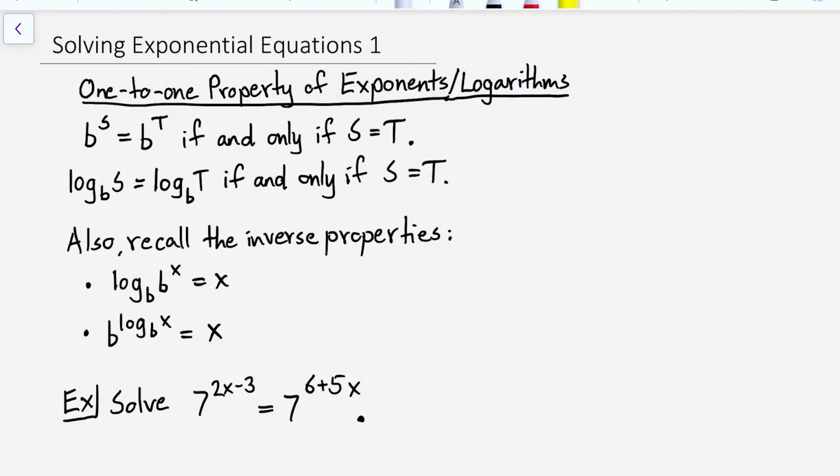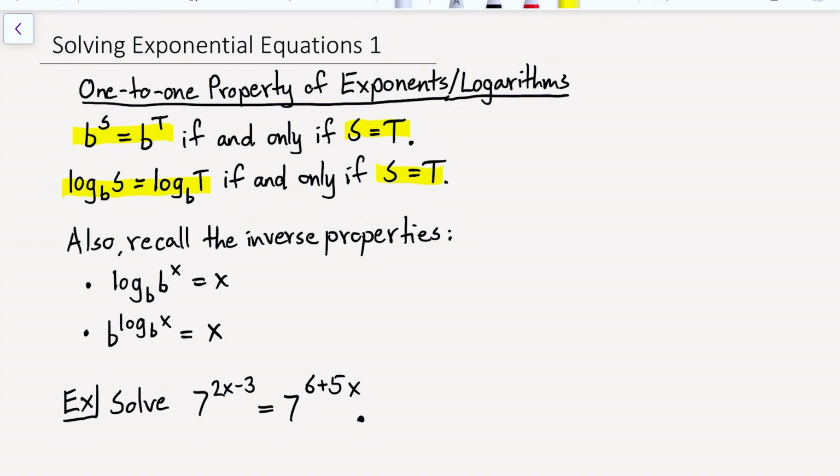The first is the one-to-one property for both exponential and logarithmic functions. Because these functions are one-to-one, that means output values of these functions, here represented by b to the s and b to the power of t, are equal if and only if input values are equal, if s equals t. This is also true for logarithmic functions as presented in an earlier video.